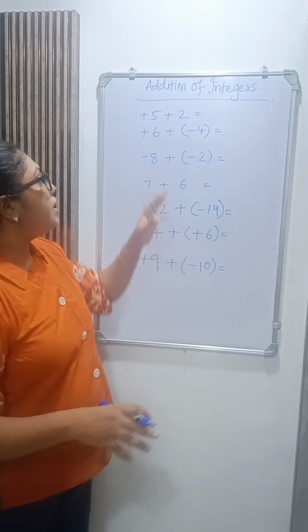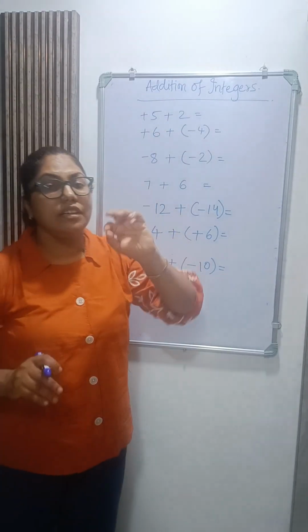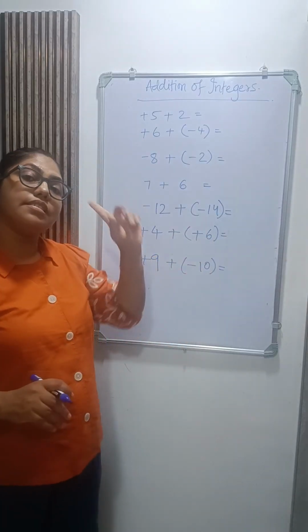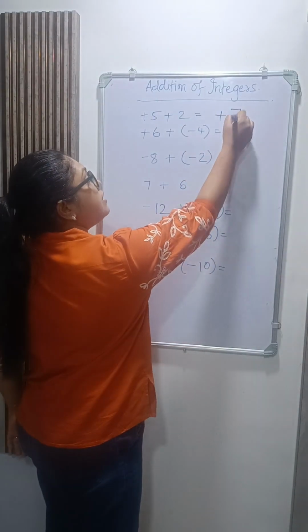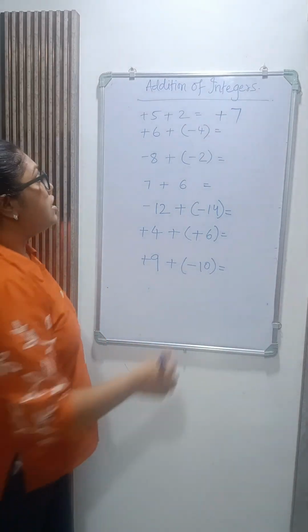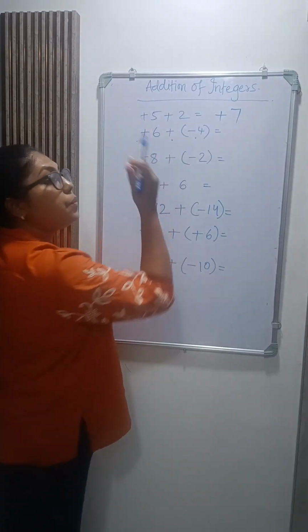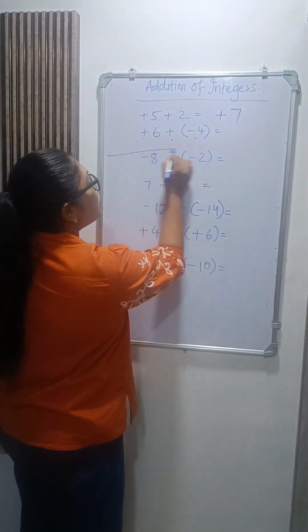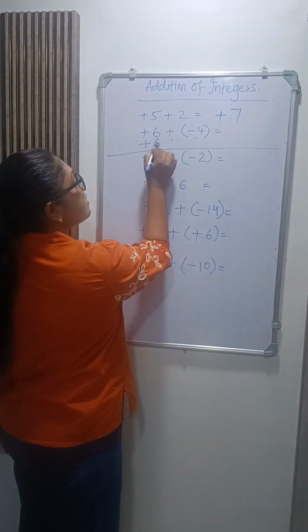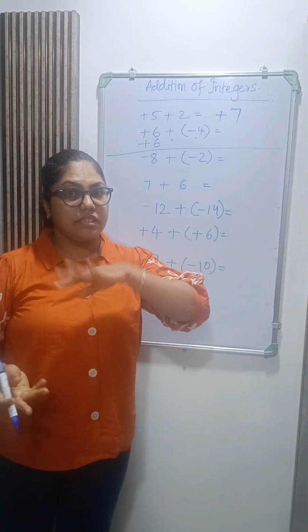Now let us see. Here both the numbers are having plus sign. So plus and plus, the sign will be plus and we have to add. 5 plus 2 is 7. Okay. Now whenever you see 3 signs, try to convert it into 2 signs. For example, how will I solve? I will solve it like this. Plus 6. Plus into minus is plus into minus.